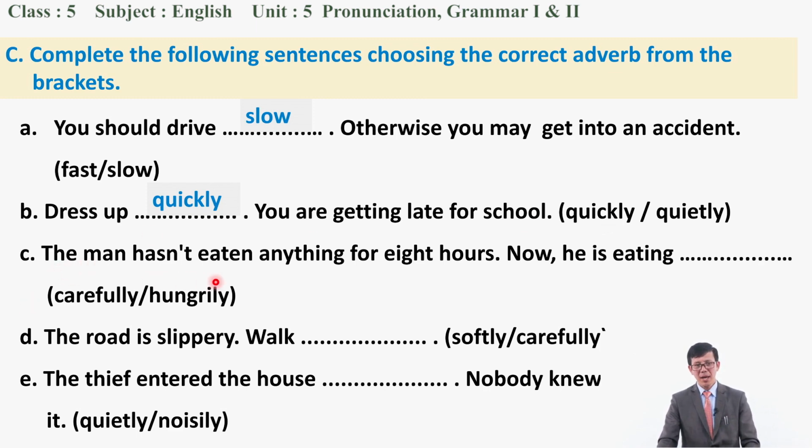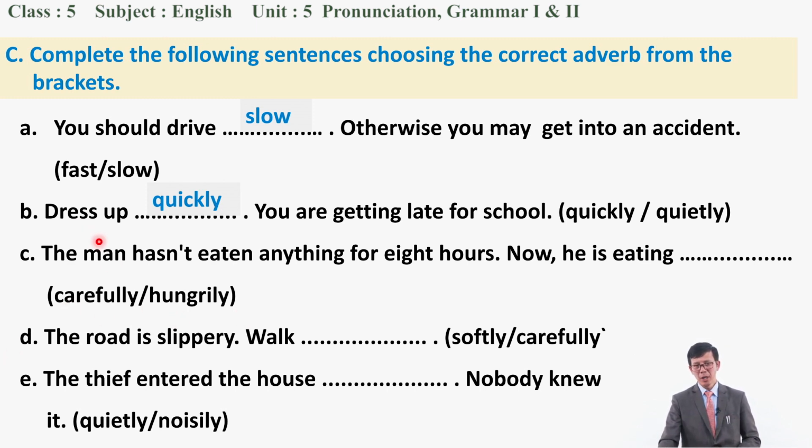The man hasn't eaten anything for 8 hours, okay? Now he's eating carefully or hungrily. Can you please guess? If somebody is not eating for 8 hours, is he eating hungrily or carefully? Please, what do you tell me? If somebody is hungry, I guess they are not very much careful, all right? So how do they eat? Very good.